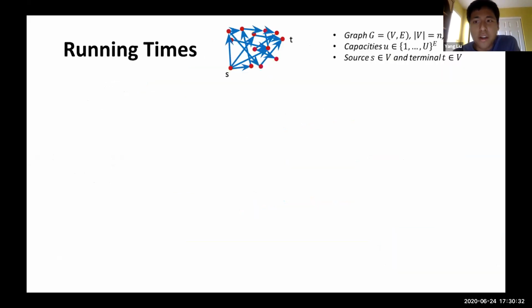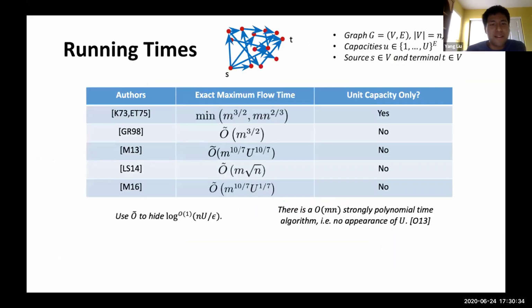There's been significant work on this problem, starting from the earliest algorithms of Karzanov and Even-Tarjan that got an m to the 1.5 runtime. More recently, there's been a lot of work on it through the lens of interior point methods. And there have been m root n and m to the 10/7 algorithms for, let's say, the unit graph case.